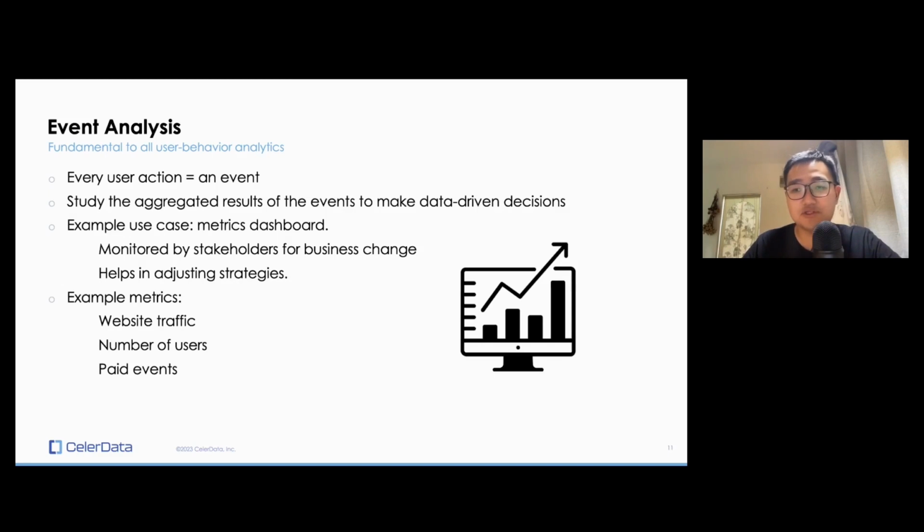One example of this is a dashboard, right? A dashboard has metrics and you can monitor the metrics and know the business change in real time and adjust your strategy based on the insights you derive from the metrics, right? And those metrics can be website traffic, number of users, number of active users, total amount of pay events during a specific window of time, right? And this is event analysis.